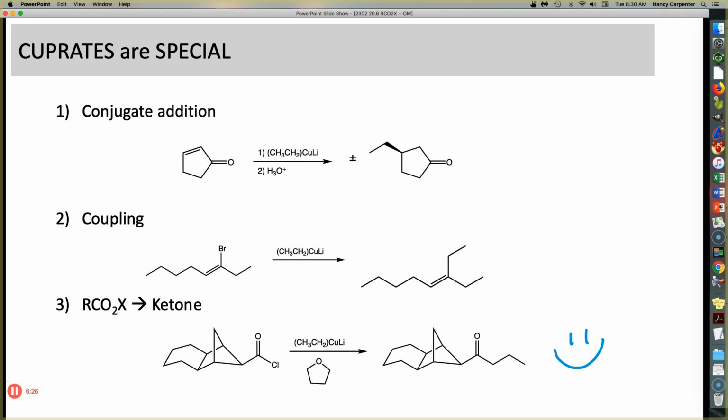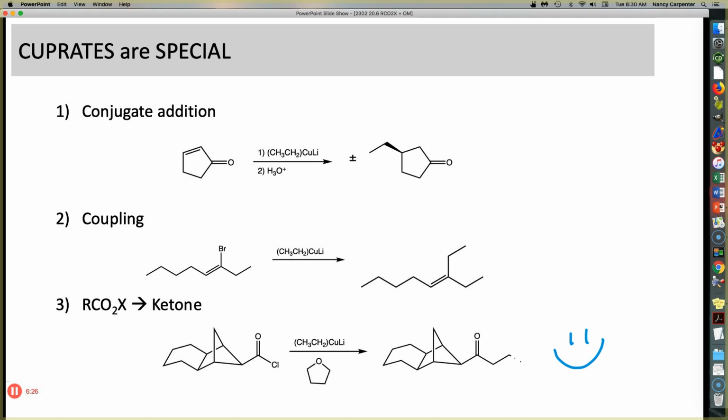However, we are not happy in that I continually add an extra carbon here. So it's really just the ethyl ketone, not the methyl ketone. So we'll just erase that. There you go. That's the right product, because I just added that piece. All right, so cuprates are special.